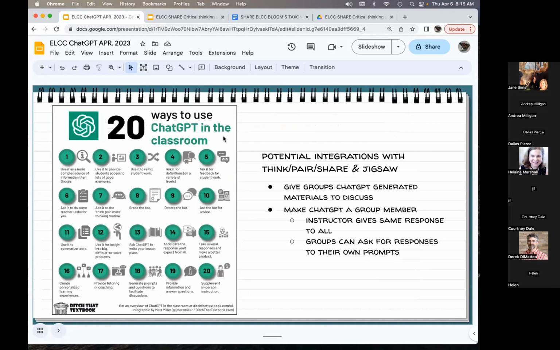This slide, and it's in your deck, I'm not going to spend a lot of time on it, gives you some potential ways to integrate ChatGPT into your classroom activities. I think that Think, Pair, Share, and Jigsaws are activities that people use quite a lot.